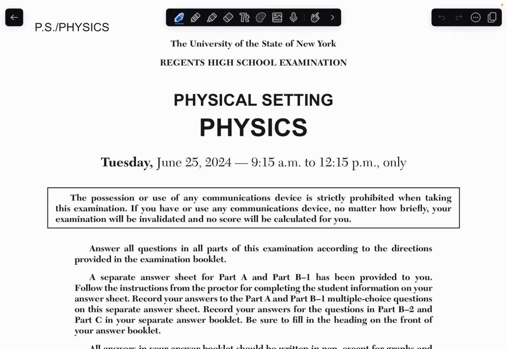Hi guys, so the 2024 Physics Regents just released, so today we'll be going over parts A and B, which are multiple choice questions 1 through 50.